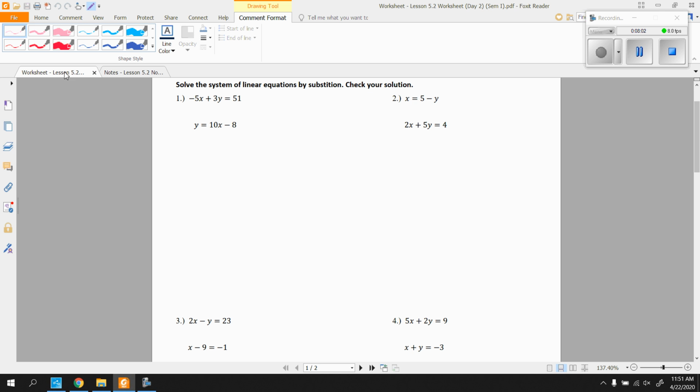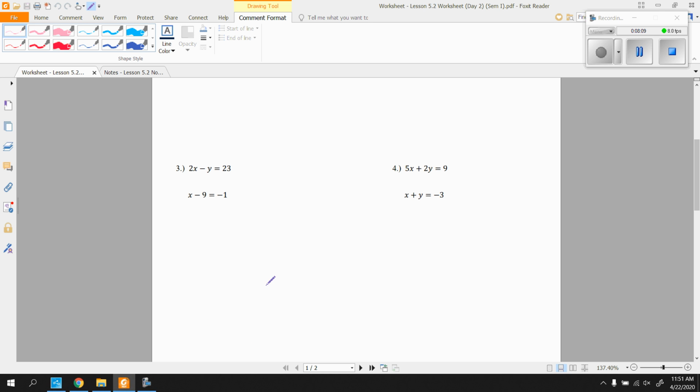Okay, there's 1, 2, 3, 4, 5, 6 total problems on today's assignment. The next two problems on the surface kind of look the same, but what's the difference? We saw this last time.